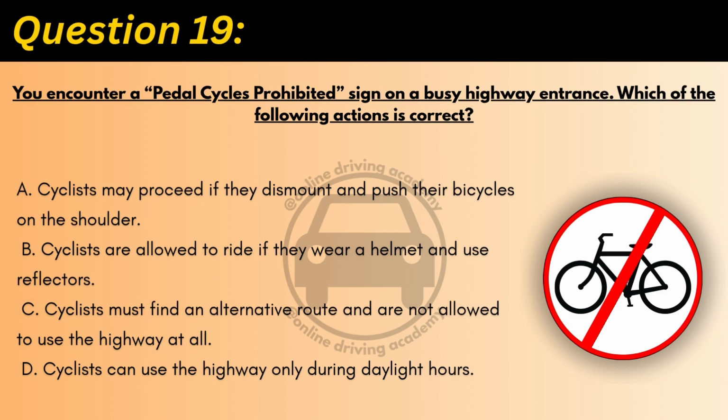Now that is very dangerous, so that is going to be incorrect. With option B, it says cyclists are allowed to ride if they wear a helmet and use reflectors. Cyclists are banned on this highway, right? So it doesn't matter if you're wearing a helmet or you use your reflectors, it's still not going to be allowed. Option C says cyclists must find an alternative route and are not allowed to use the highway at all. So option C will be the correct answer.